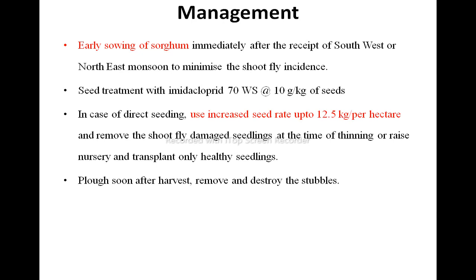Next, how to manage the sorghum soot fly. There are different practices the farmers adopt to control the sorghum soot fly in their field. The most important practice is early sowing of the sorghum crop. This is most important. The farmer should go for this practice, early sowing. The soot fly multiplies maximum after the monsoon, and that's why I am saying the farmers should go for early sowing, meaning before the onset of the monsoon they should sow their crop.